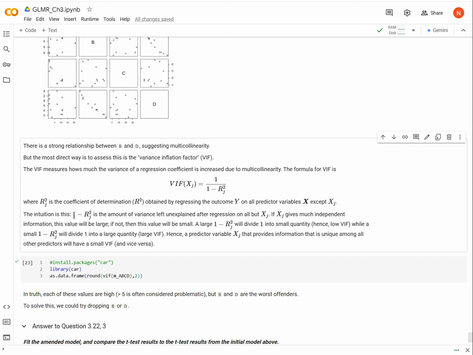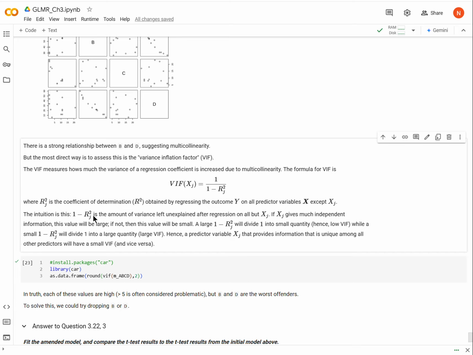Okay, so now 1 minus r squared sub j, this would be the amount of variance that is left unexplained after regressing on all predictor variables except for the variable xj. So imagine a scenario where xj is actually important. It contributes a lot of independent information that will be reflected in the fact that it will also explain a lot of the variance in the outcome variable.